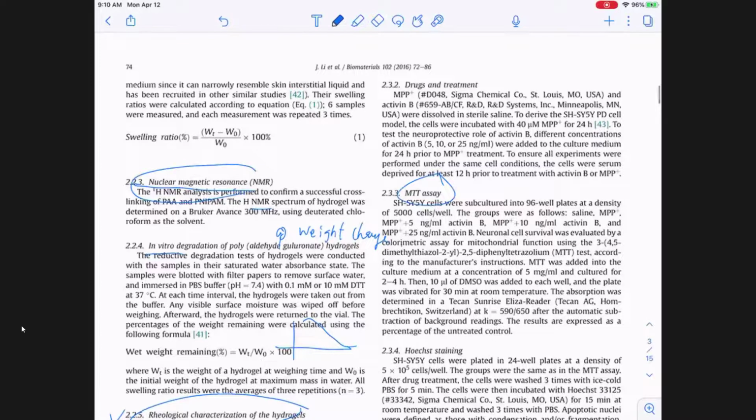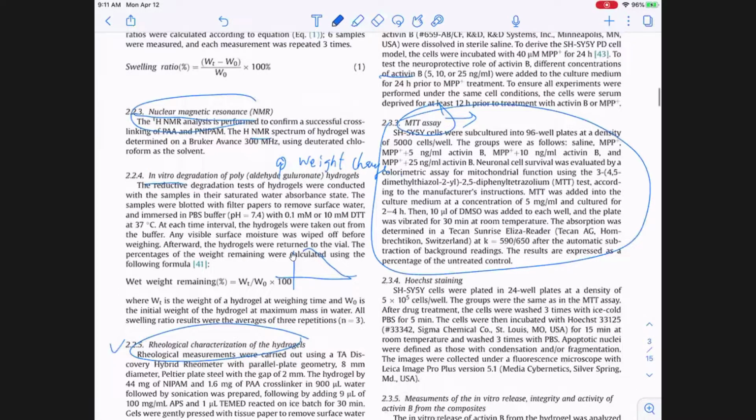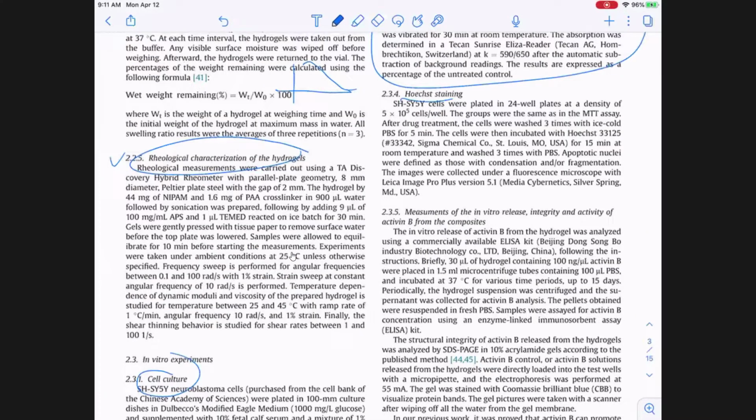MTT assay. MTT for what? It is to test cell toxicity, cytotoxicity to cells, or cell survival ratio. That's very important to test cell biocompatibility in vitro. And the drug treatment, we know like the Actin B we can get. And again, contrast staining, you guys remember, right?